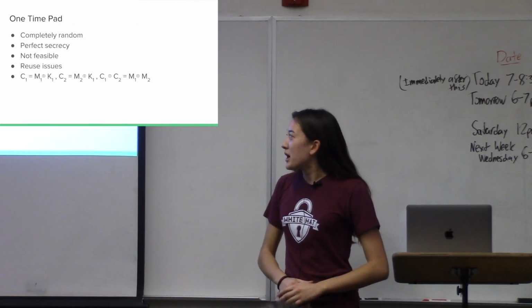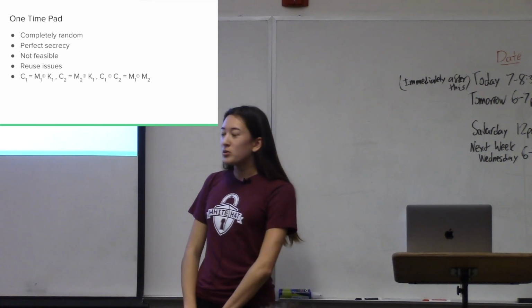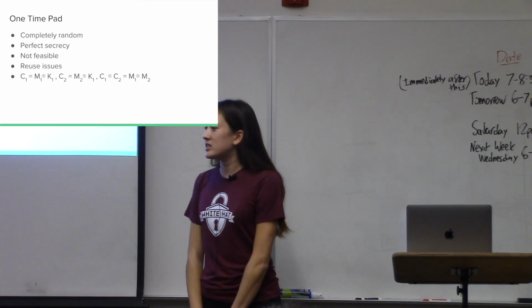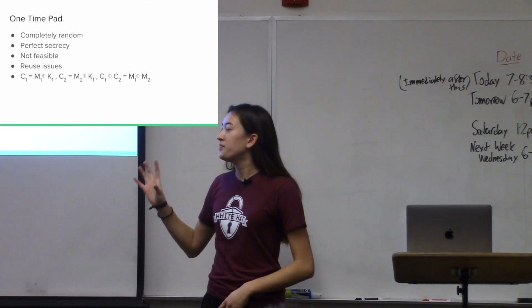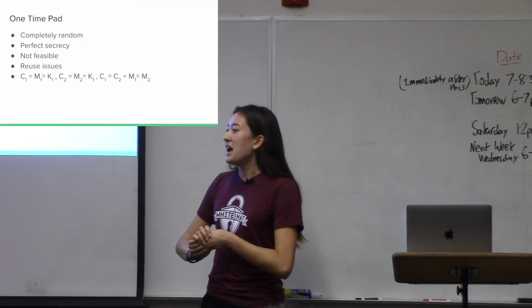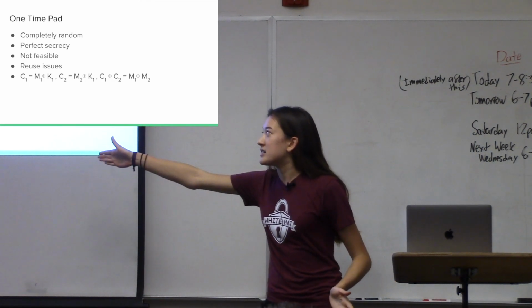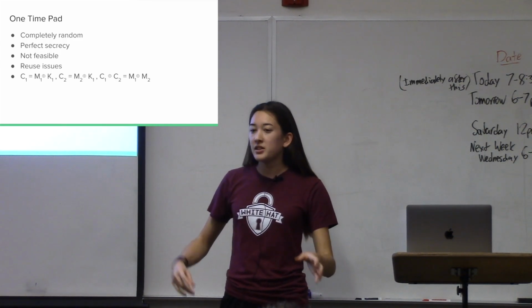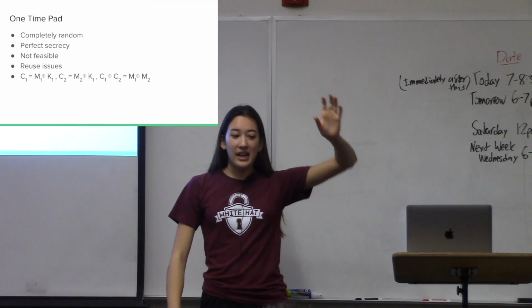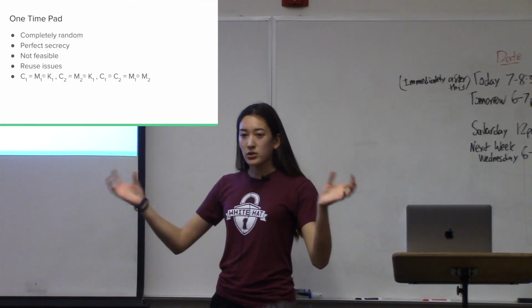Cool. So now I'm going to talk about one-time pad. This is basically the gold standard: if we could use cryptography and not have to worry about computational feasibility at all, this would be perfect, because it ensures perfect secrecy. You take your message, generate a string of random bits as long as the message, and then you XOR the two things together.